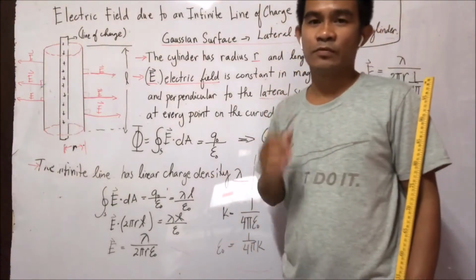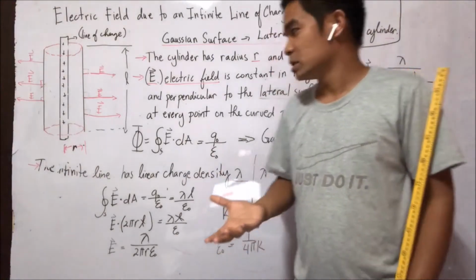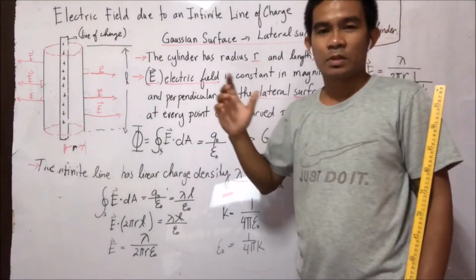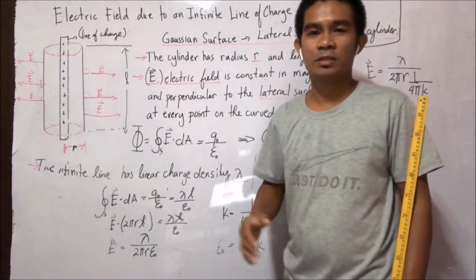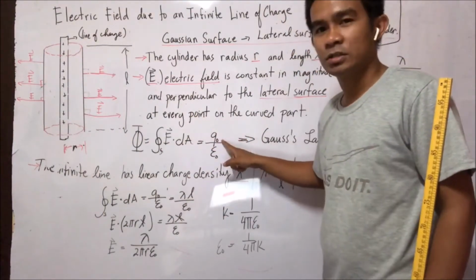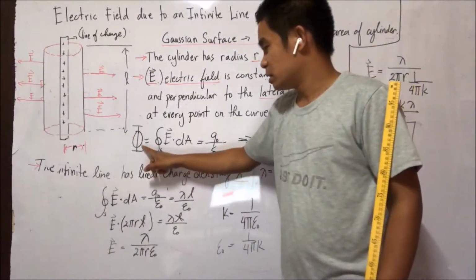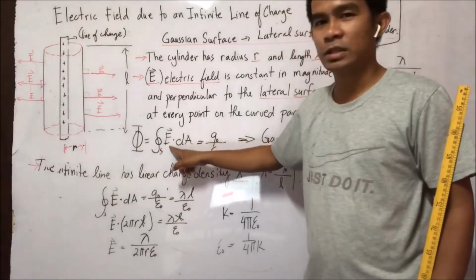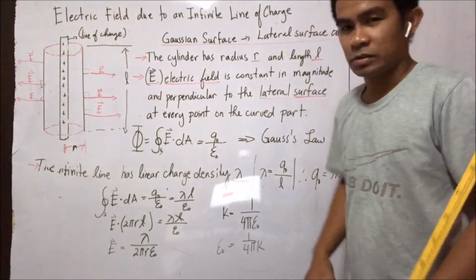In my previous video, I discussed Gauss's law. So you will recall that according to Gauss's law, the net flux passing through any closed surface is equivalent to the net charge Q over the permittivity of space, and electric flux is equivalent to the electric field times the area element. This is Gauss's law.